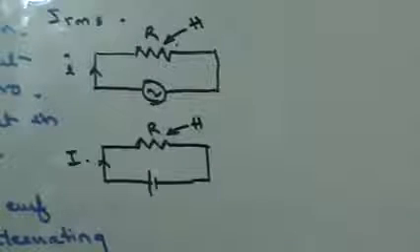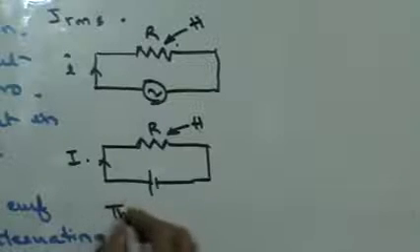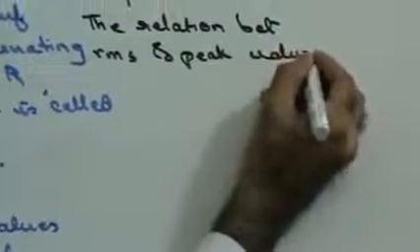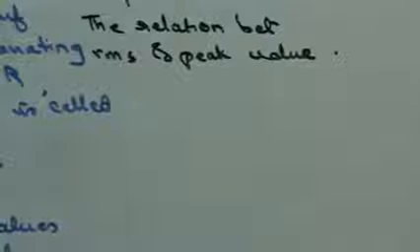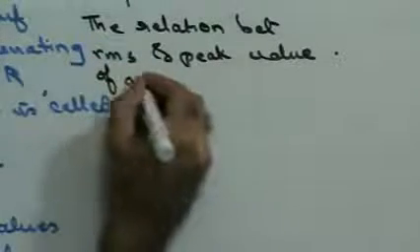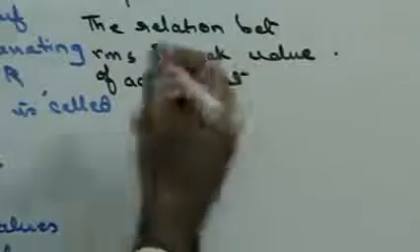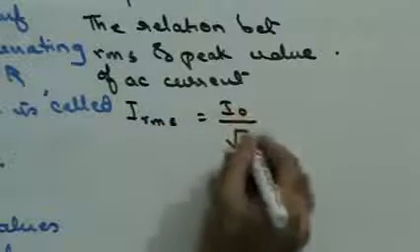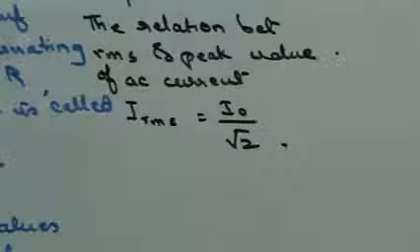Now, mathematically it has been found that the relationship between the RMS value and the peak value of an alternating current is given by the formula IRMS equals I0 upon root 2. So when I divide the peak value of current by root 2, what I get is the RMS value of the current.